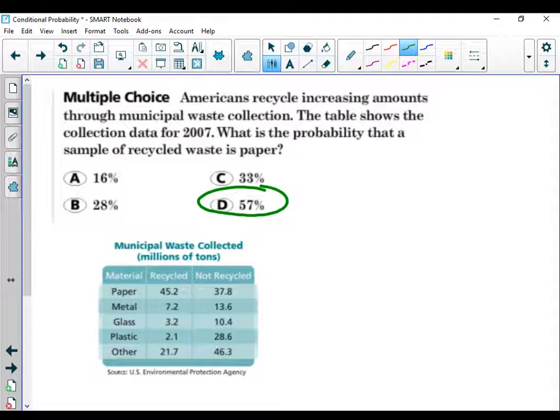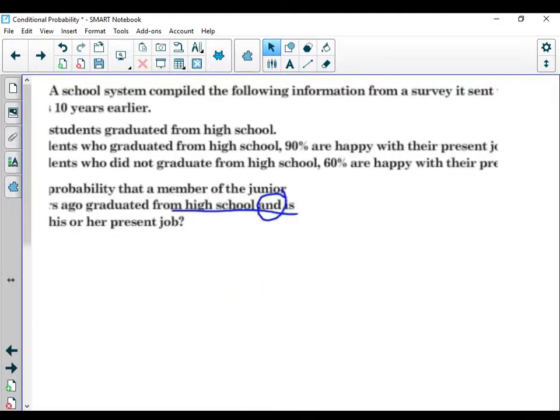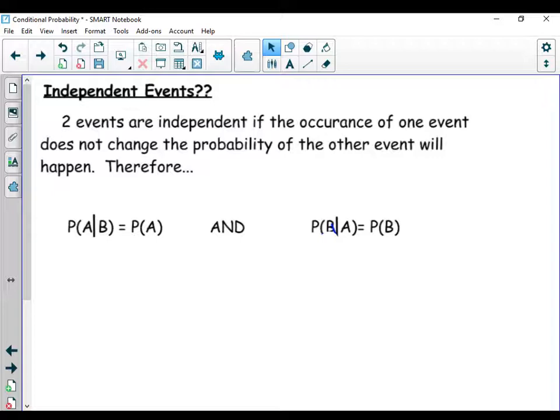Sometimes I think the tables help. It's very visual. It's right there in front of you. So definitely take advantage of those. Okay. Any questions? Okay. That one's cut off. We'll skip that one.